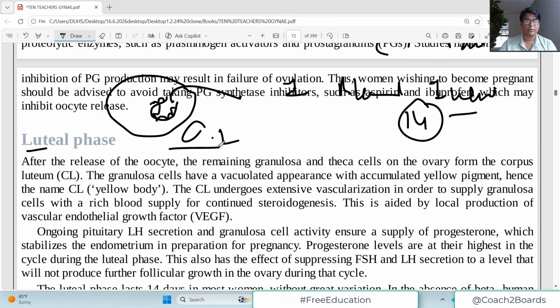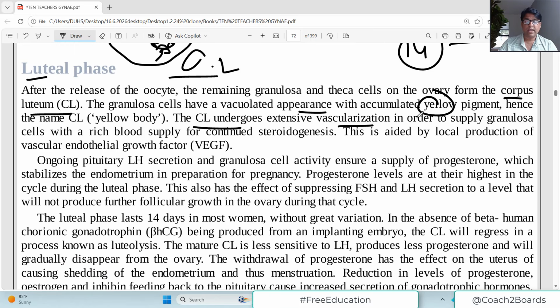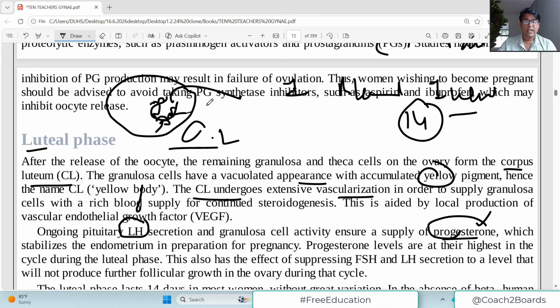This is a very important name for you to remember, the corpus luteum, because this corpus luteum then secretes something important. अभी बताता हूँ थोड़ी देर में. The granulosa cell is corpus luteum. They have a vacuolated appearance and they have a yellow pigment. The corpus luteum undergoes extensive vascularization in order to supply granulosa cells with blood, because they have to produce something very important. और वो क्या है भी आपको बताता हूँ. Ongoing pituitary LH निकल रहा है इस दौरान, and granulosa cell activity ensures a supply of progesterone, because this progesterone released from this corpus luteum goes and prepares the uterus.